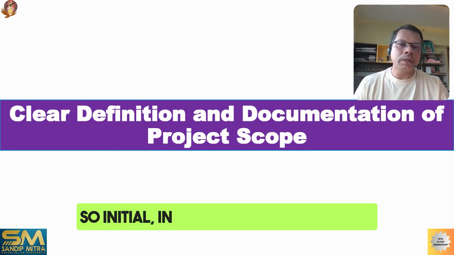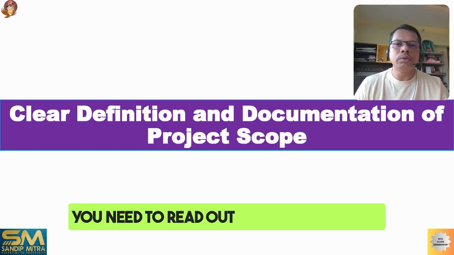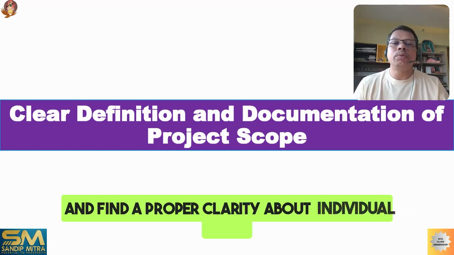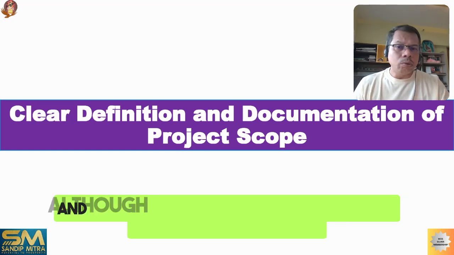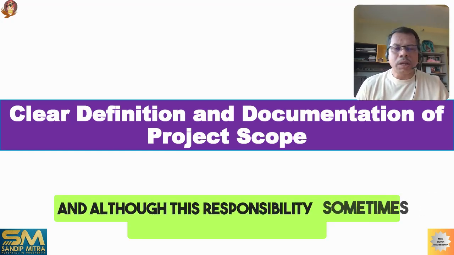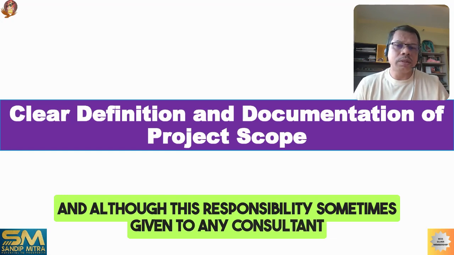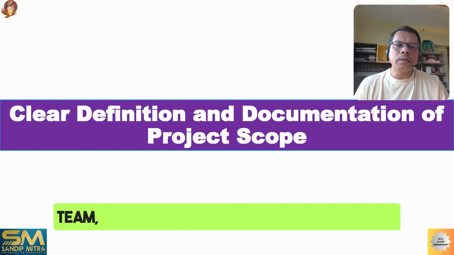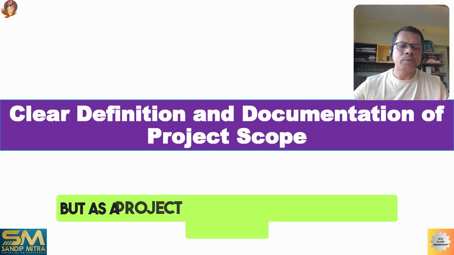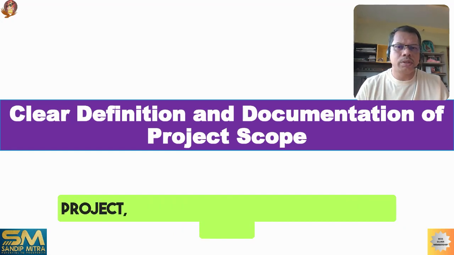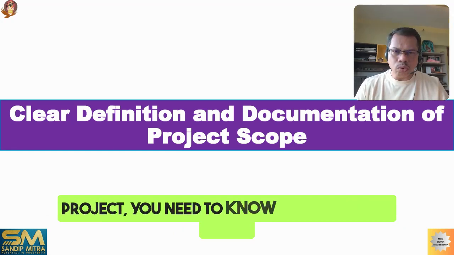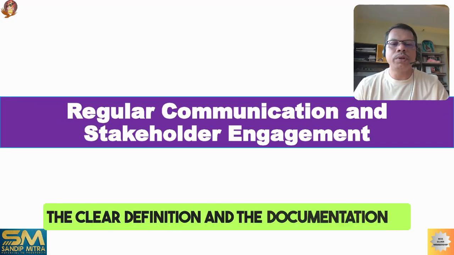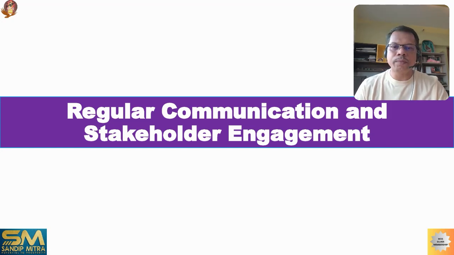So at the initial stage of the project, you need to read all the documents and find proper clarity about individual items. And although this responsibility is sometimes given to a consultant or a specialized in-house team in your company, who have to prepare all those things, as a project manager who is executing the entire project, you need to know each and every scope. So clear definition and documentation of project scope is very important.